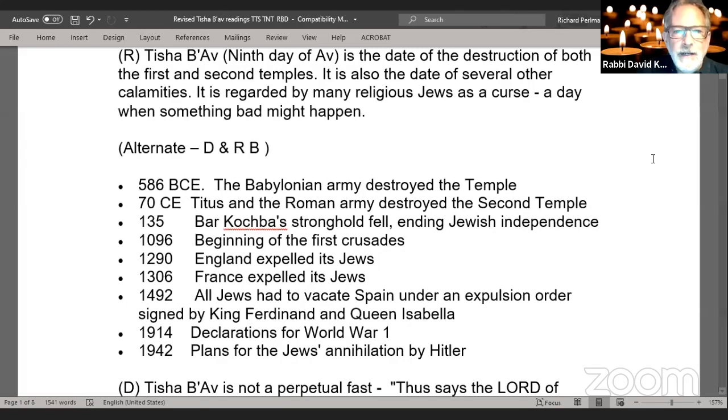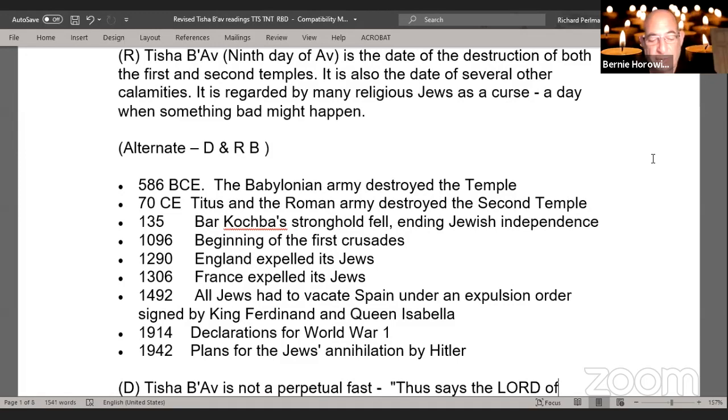586 BCE, the Babylonian army destroyed the temple. 70 CE, Titus and the Roman army destroyed the second temple. 135, Bar Kokhba's stronghold fell, ending Jewish independence. 1096, beginning of the First Crusades. 1290, England expelled its Jews. 1306, France expelled its Jews. 1492, all Jews had to vacate Spain under an expulsion order signed by King Ferdinand and Queen Isabella.